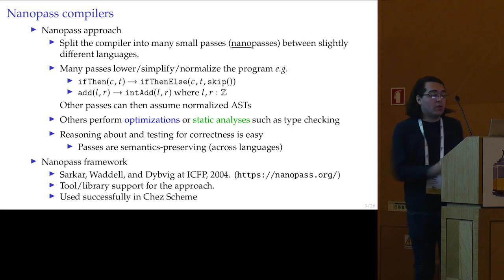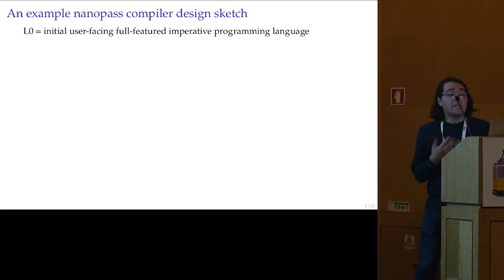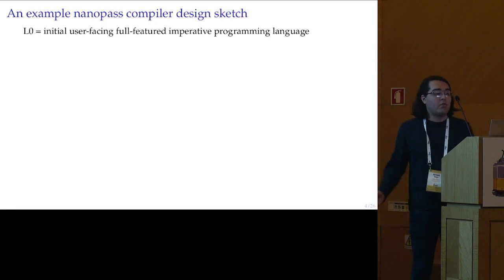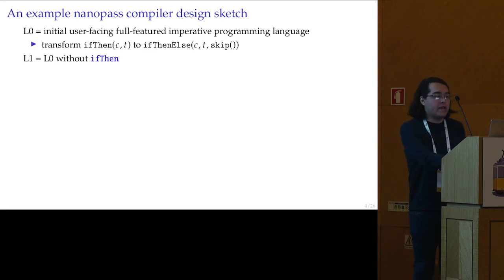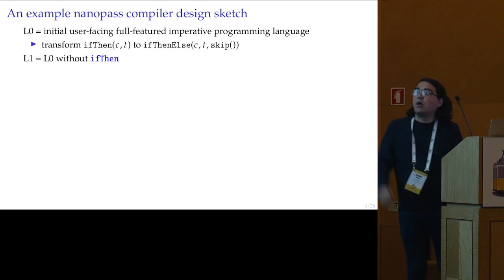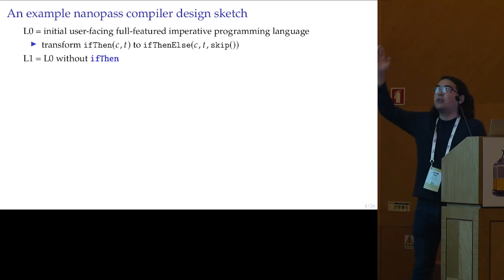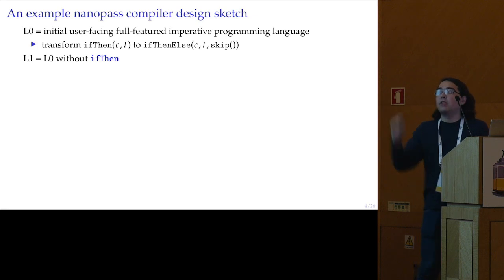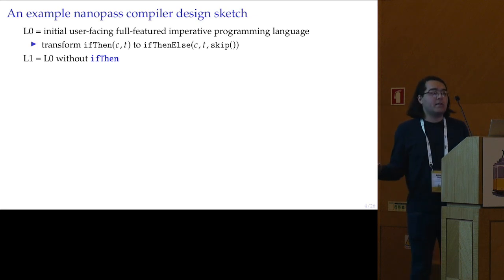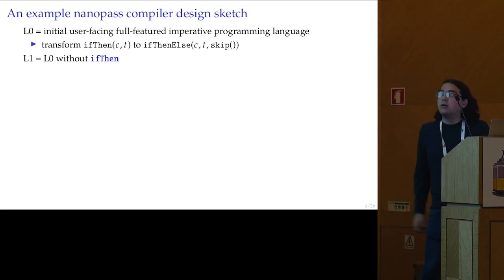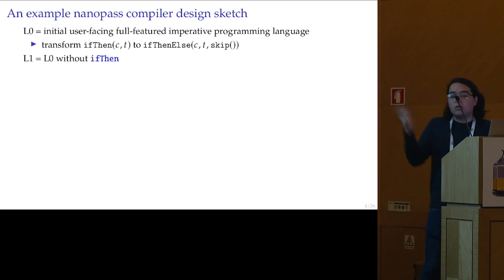So just to make this more concrete, I'll sketch out an example compiler, or an example of some passes for a compiler for an imperative programming language. The first thing we might do, say, is get rid of if-then, as mentioned before. So we'll define a new language, we've got L0, which is our initial source language, and we might define a new language L1, which is exactly the same thing, but without the if-then production. We'll then have a pass that goes from L0 to L1, transforming according to that rewrite rule.